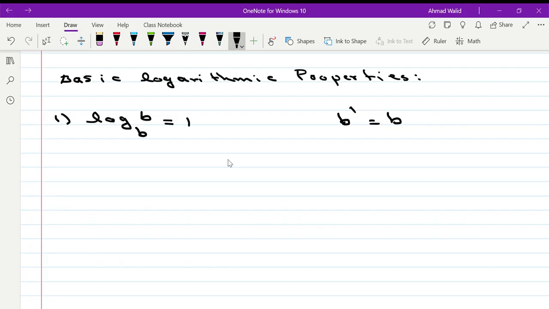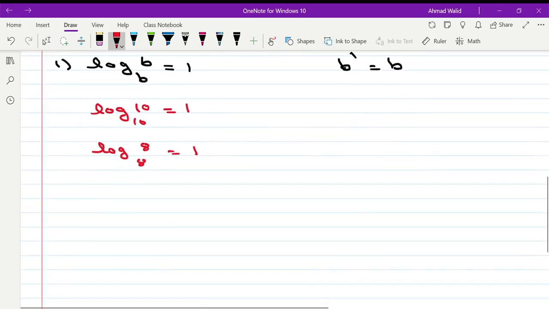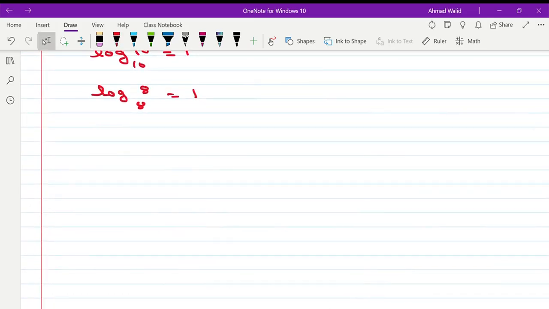I'll do now an example in red here for you. If they give you to find log of 10 base 10, immediately write your answer as what? 1. Correct? Log of 8 base 8, the answer is 1. Correct? Rule number 1. Rules are easy. As long as you remember the rules, solving problems of logarithm is really easy.